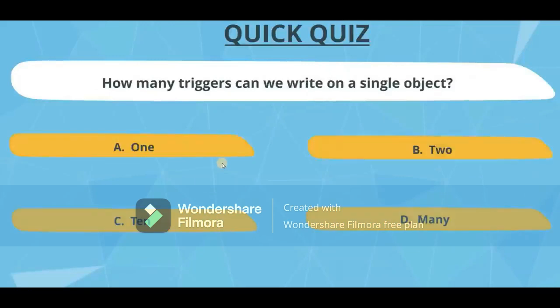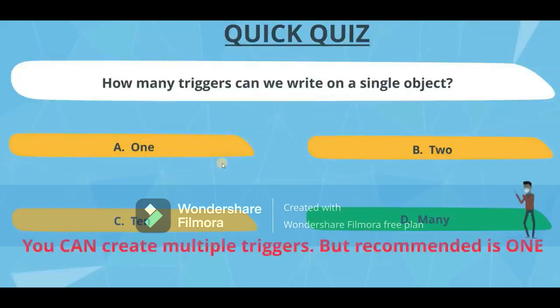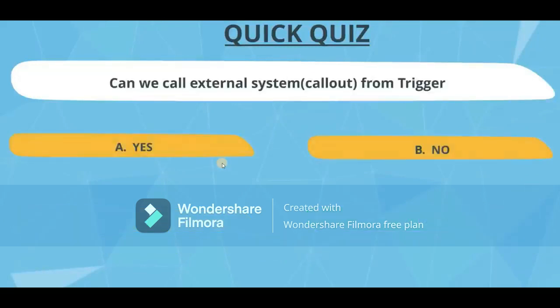Next question is, how many triggers can we write on a single object? 1, 2, 10, many. The answer is many. You can write multiple triggers on single object, but recommended is one. Salesforce allows you to write multiple triggers on a single object, but the recommended number of triggers on a single object is one.